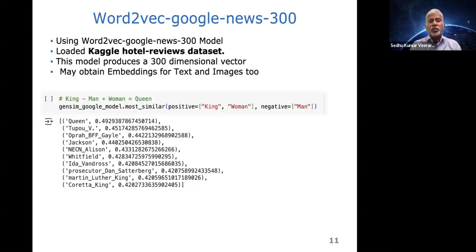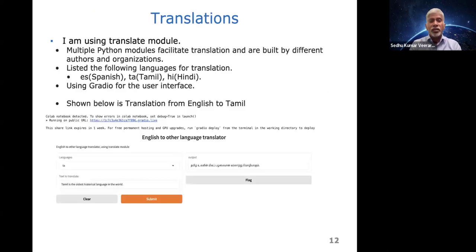Using the word2vec Google News 300 model, I loaded the Kaggle hotel review dataset again. This model produces a 300-dimensional vector. We may obtain embeddings for text and images too. King minus man plus woman equals queen. Based on that formula, the positives are king and woman, and we negate man, and you can see that queen tops the list, but it says 0.49.